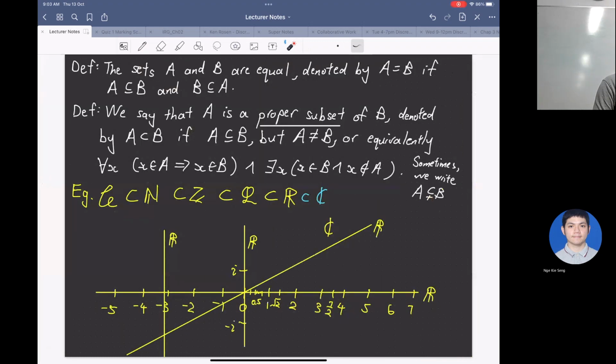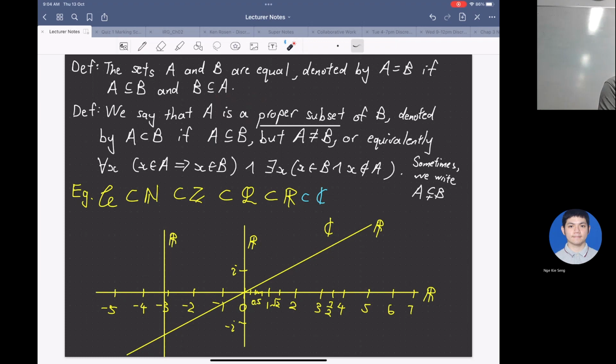Okay. Let's recall what we did last time. We said that two sets are equal if each is a subset of the other. So to show that A and B are equal, you need to show that A is a subset of B and B is a subset of A. And a proper subset is a stronger notion than a subset, where you need to check an extra condition: A cannot be equal to B, which means there exists something in B which is not in A. This is the extra thing you need to check.